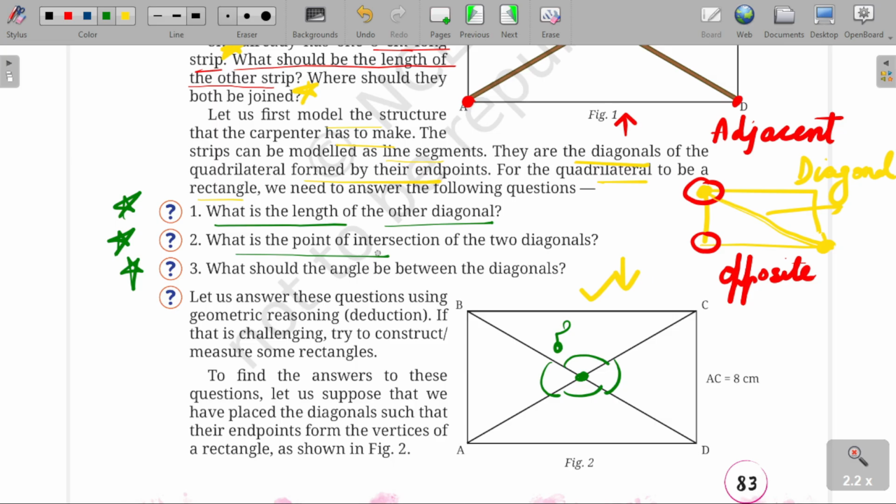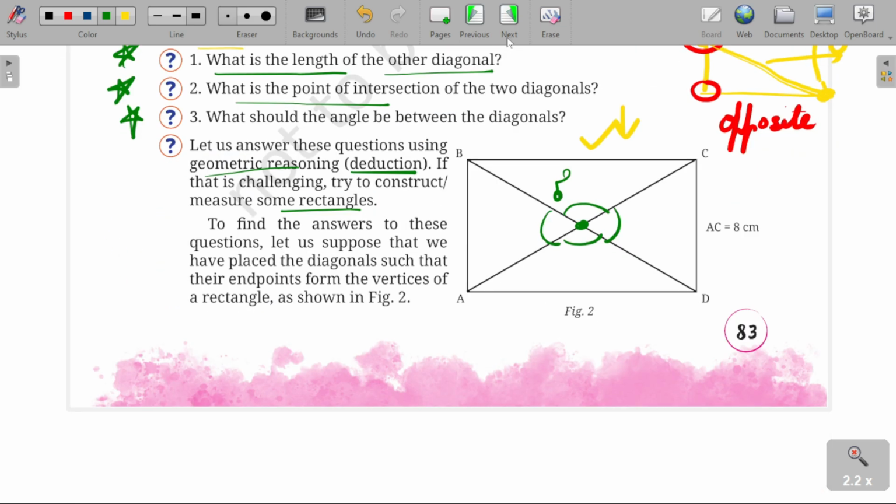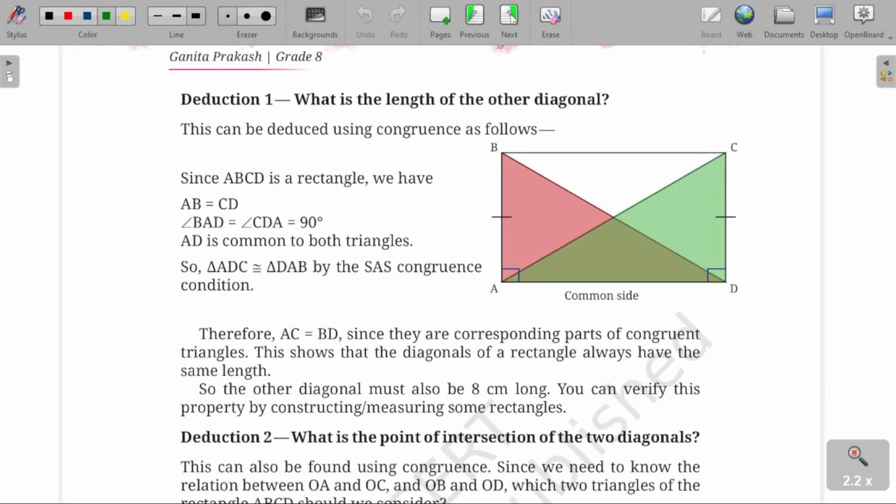So let's answer these questions using some geometrical reasoning. Geometrical reasoning means some deductions. If that is challenging, try to measure some rectangles. Let's do the deduction portion now. We'll start with the first question that was asked, that is, what is the length of the other diagonal?